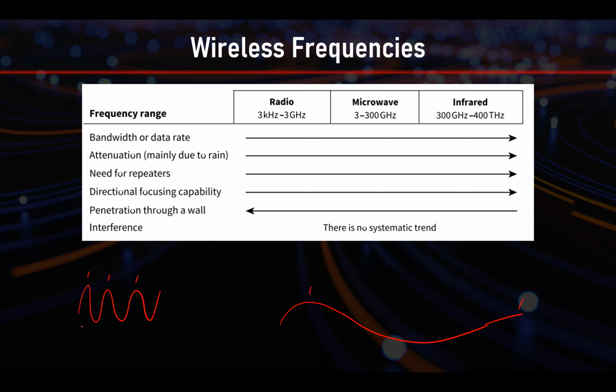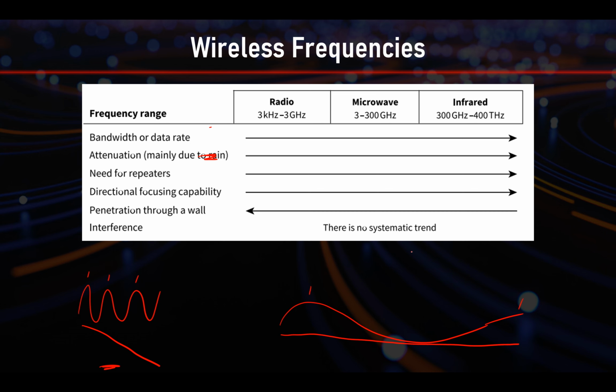So something like this is going to attenuate quite quickly, whereas something like a radio wave is going to lose signal strength quite slowly, right? Therefore, a radio wave can travel a longer distance. And here it says most of the attenuation is due to rain. So I guess just things in the atmosphere, like rain. I guess the need for repeaters: because it attenuates more, we need more repeaters.